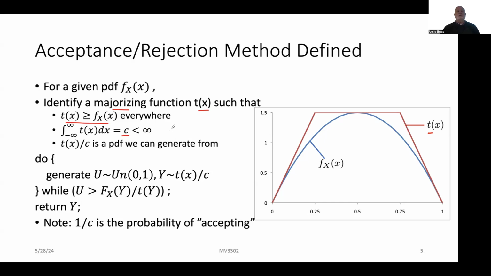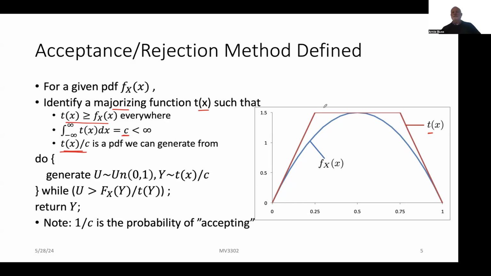That's important, because if we take our majorizing function and divide it by the area under its curve, we get a function whose area is 1. And if I have any function which is always non-negative and has an area of 1, then that defines the PDF of some random variable. Does that make sense?